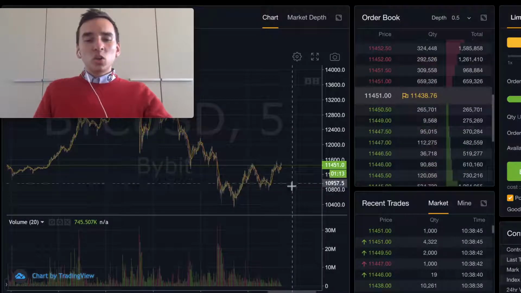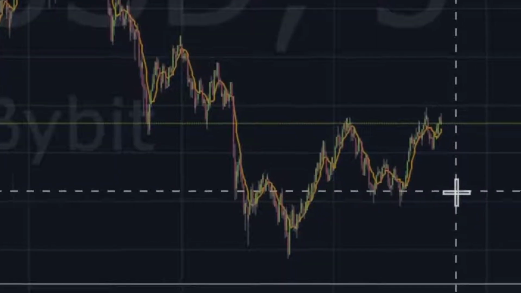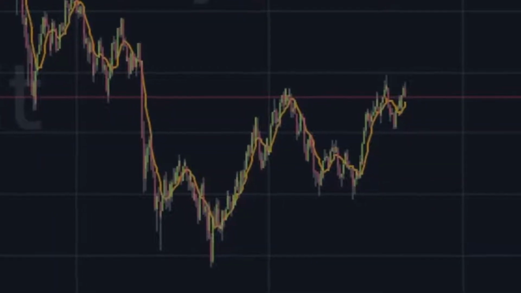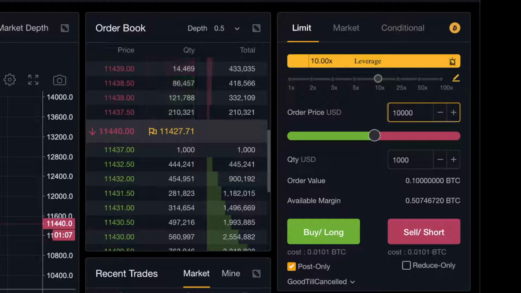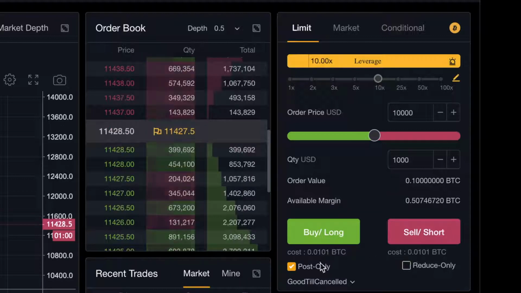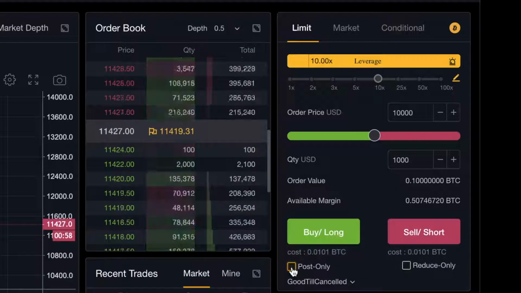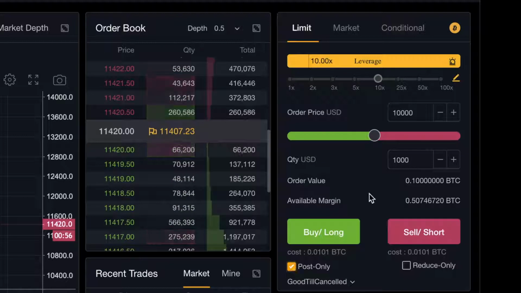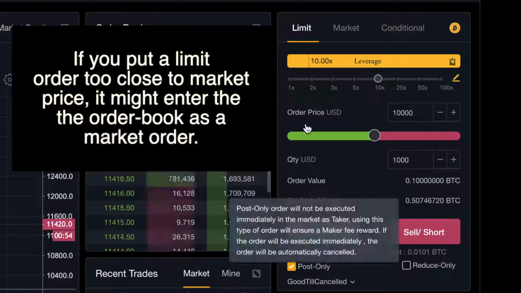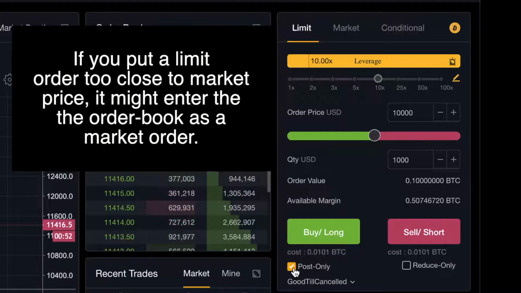Let's say that we want to go long when the Bitcoin price comes down to $10,000, for example. So we entered 10,000 here, that's our entry, and we want to go long, and we want to go on 10x leverage. And so we have the same thing here, and post only here, that's very important. If you click post only, this makes sure that you will actually enter with a limit order, and this way you will not execute this order as a market order.